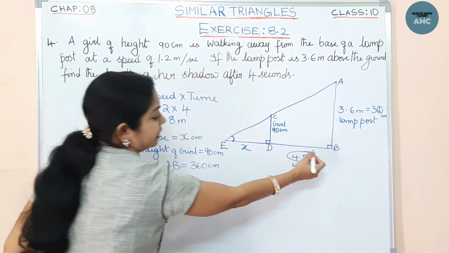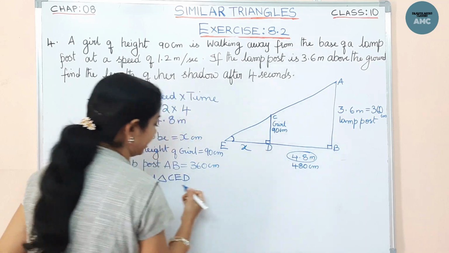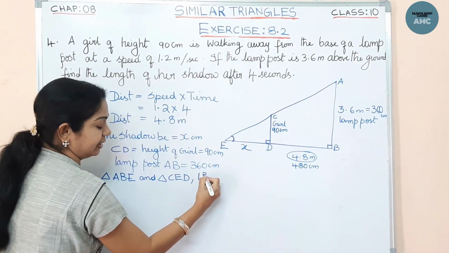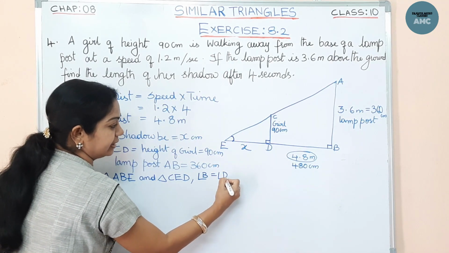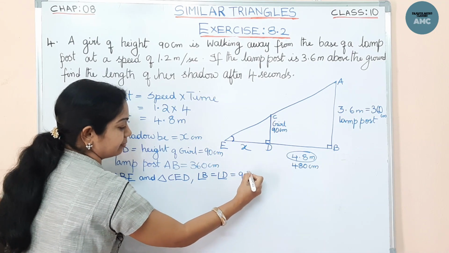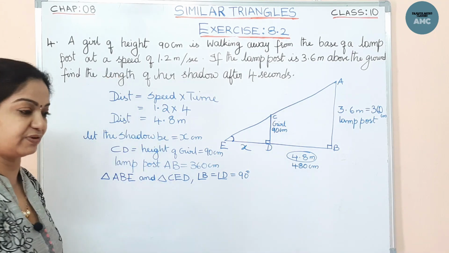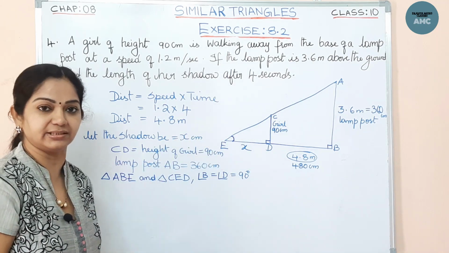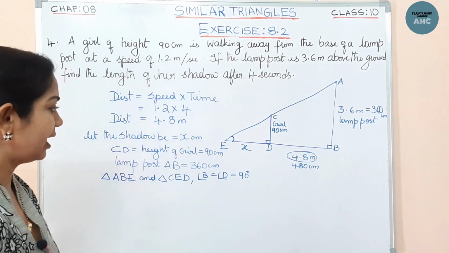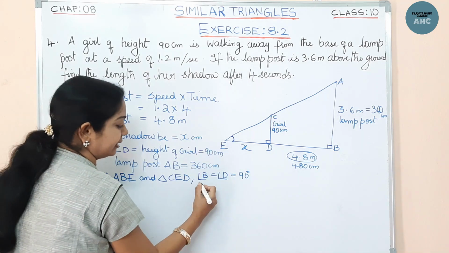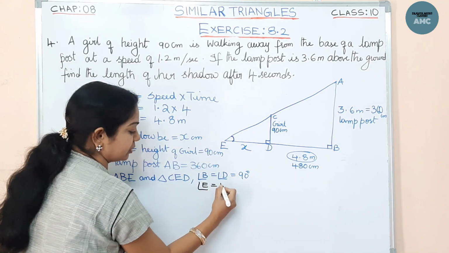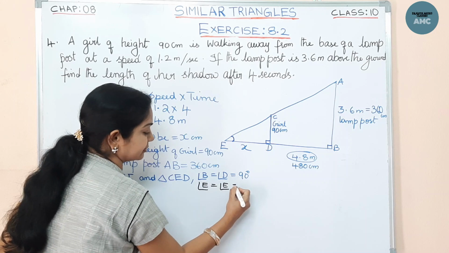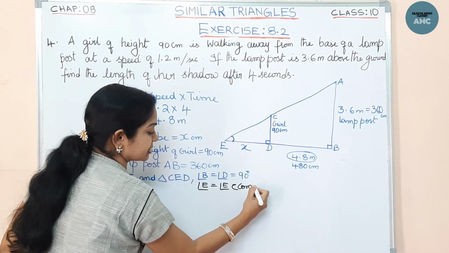Now we have found that angle B and angle D are here. Angle B equals angle D, that is 90 degrees, because a girl is standing, which means we have to take it as 90 degrees to the base. And also the lamp post is 90 degrees. So one angle is equal. And here angle E is equal to angle E. This is the common angle for both the triangles. Common angle.